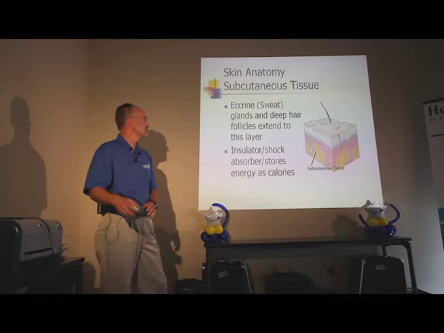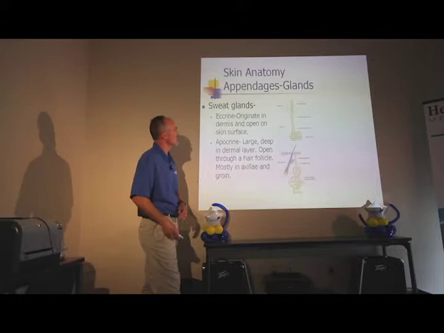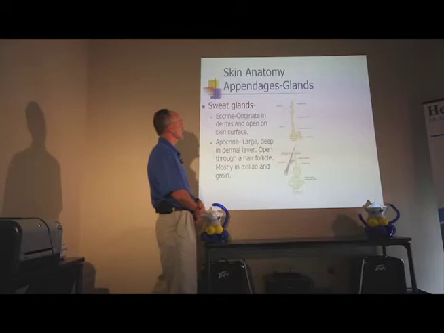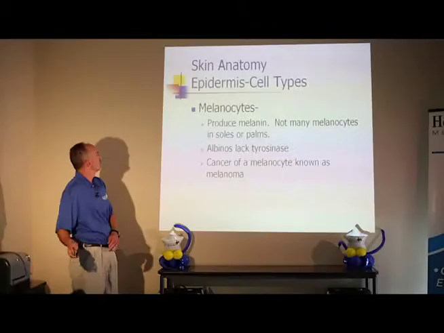This is just a slide depicting your sweat glands and the different types of sweat glands. Some come out right at your skin level, and others come out in areas that are associated with a hair follicle. So you have two different areas where your sweat glands will exit out into your skin.